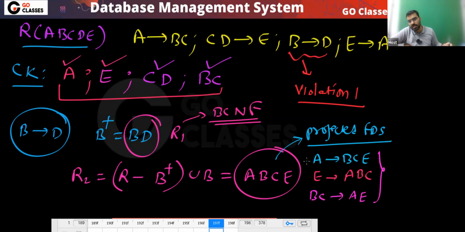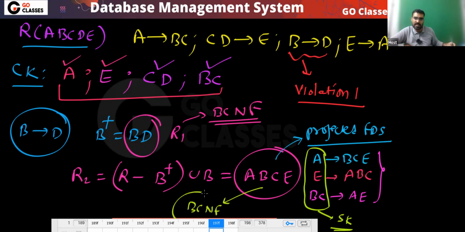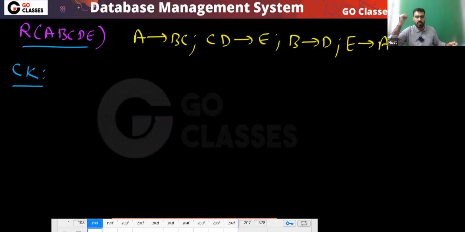So here in this question, again, you can notice everything is a super key. All of them are super keys. So I can say this relation is in BCNF because you find the projected FDs, and you can notice for all of them, the LHS is a super key. So definitely this R2 is BCNF. R1 is BCNF. R2 is BCNF. This is your answer.